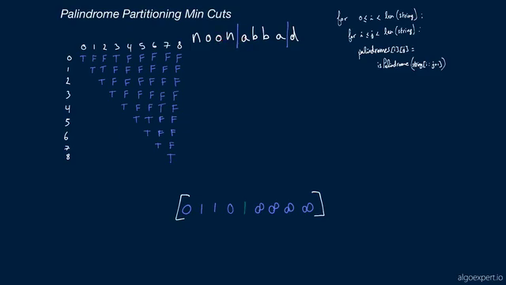"Ona." Is "ona" a palindrome? No, it's not a palindrome. Okay, so we move on to the next one. "Na." "Na" is not a palindrome, okay? So we move on to here, and now we're back at where we were at with "noon," a cut, and then "a."